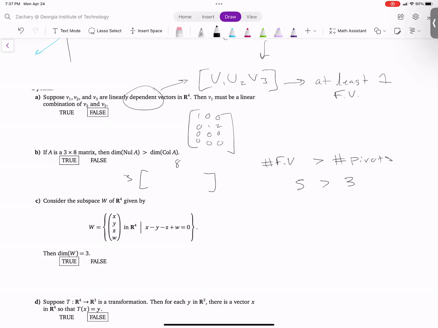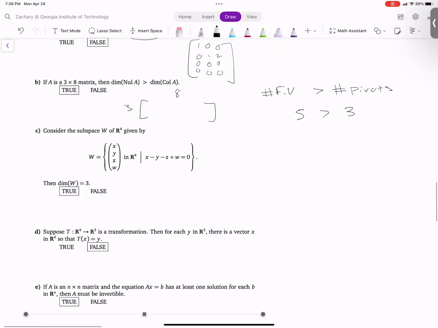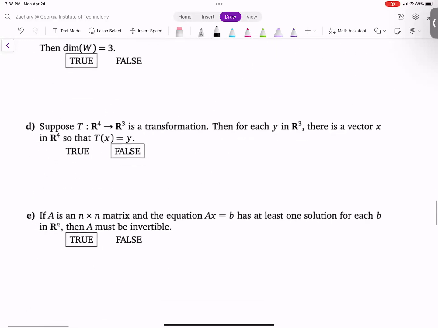Is a null space a subspace? Yes, that is why we learned subspaces in this class. Okay, null spaces and column spaces are subspaces. What is the dimension of a null space equal to? Number of free variables. If we put this in a matrix, how many free variables do I have? 2.